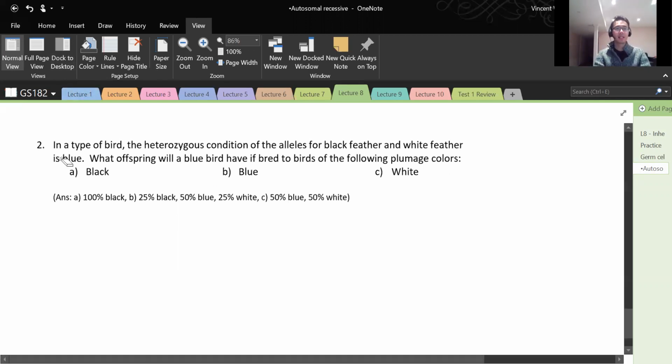Okay, so over here it says the bird, we have the black feather, that's big B, big B. We have the white feather. The white feather is small b, small b. And then you have the big B, small b, the heterozygous condition. That would be the blue feather.